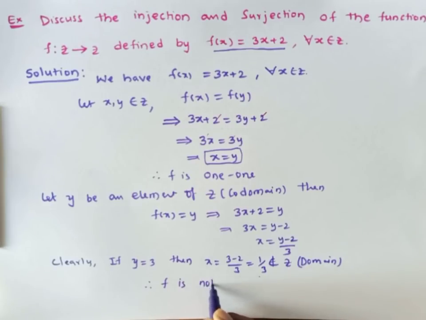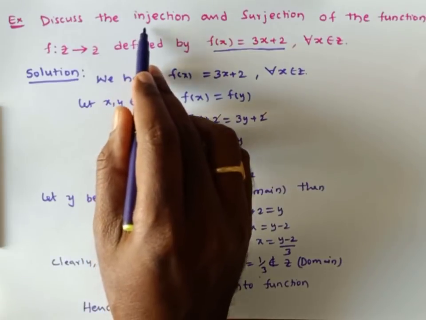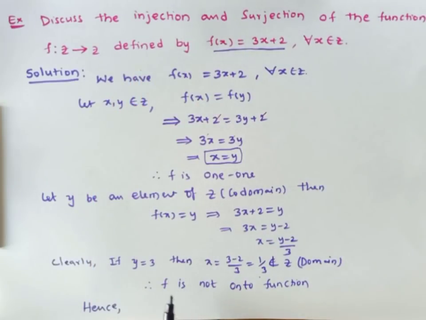Therefore f is not an onto function, or not a surjection. So finally you can conclude that the given f from Z to Z is an injection but not a surjection. Hence the function f is one-one but not onto.